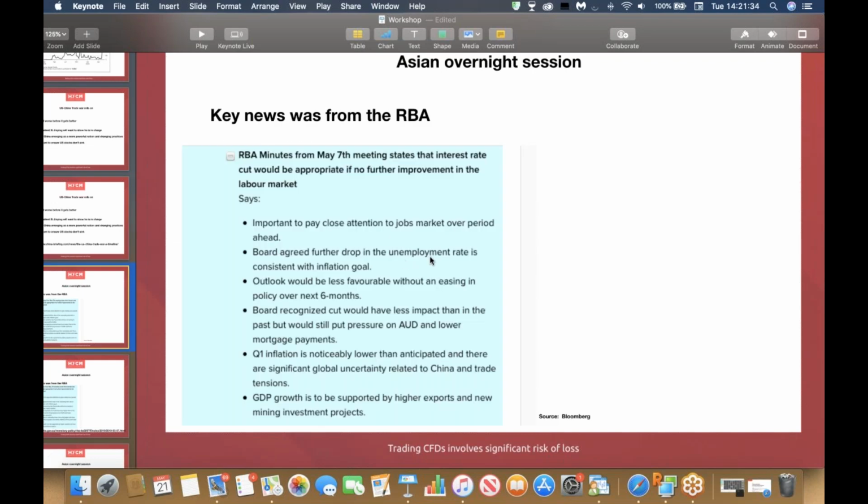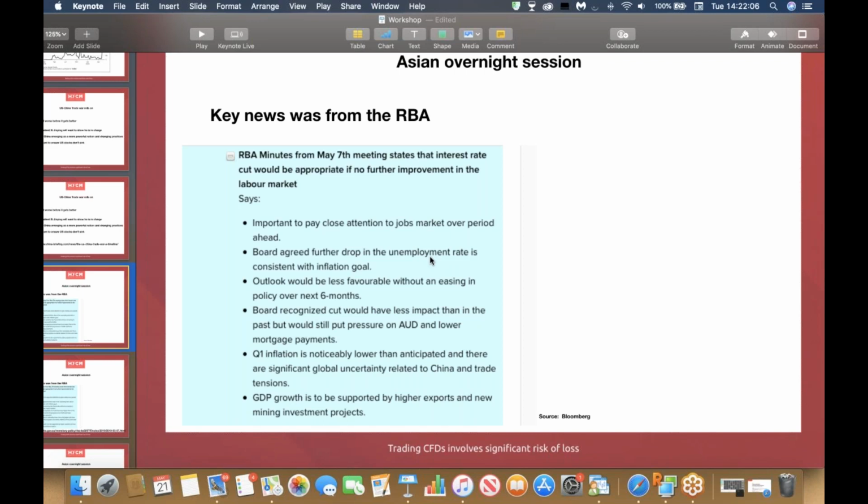Now, looking at the Asian overnight session, the key news that we got from Asia was from the Reserve Bank of Australia. And for those of you who were on the FX week ahead yesterday on Monday, we covered this, and I told you my expectations that the Reserve Bank of Australia would be cutting interest rates and might be signaling that. Now, I haven't got a crystal ball. I can't see the future.